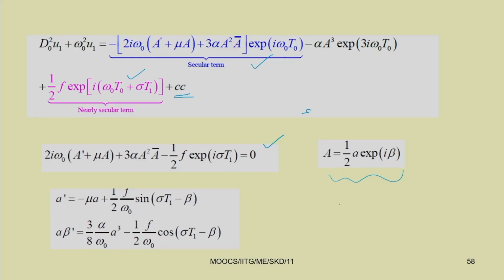As a is a complex number, as explained before, a can be substituted by half a e to the power I beta. Substituting this and separating the real and imaginary terms, we get these two expressions: a dash equals minus mu a plus half f by omega 0 sin of sigma t 1 minus beta, and a beta dash equals 3 by 8 alpha by omega 0 a cube minus half f by omega 0 cos of sigma t 1 minus beta. For steady state, you can solve these equations using the Runge-Kutta method to find the relation between a and omega, or a and sigma.